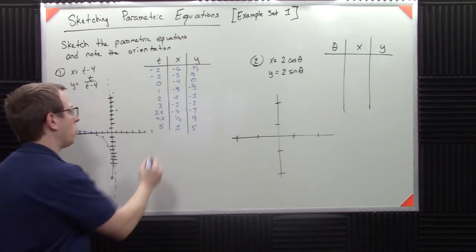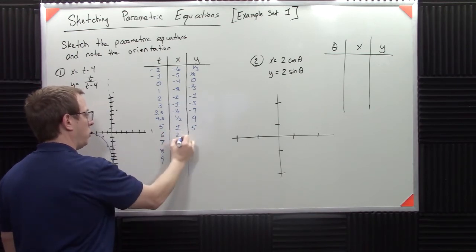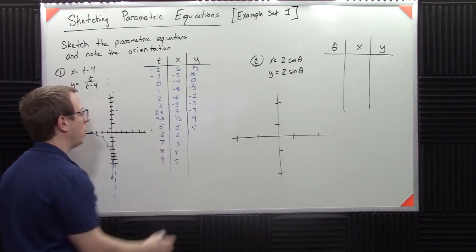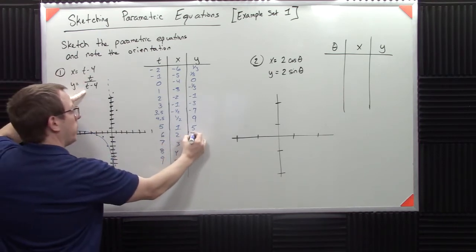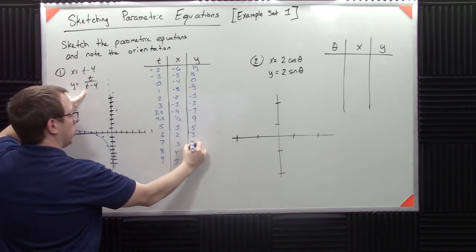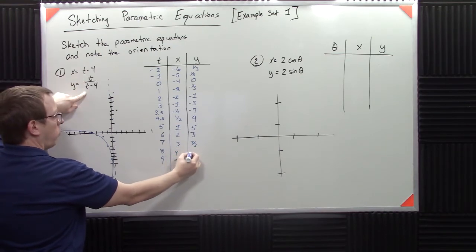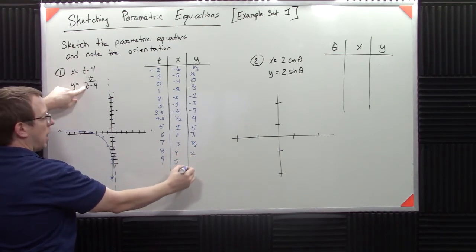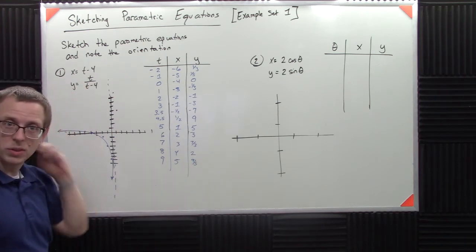So I need to do some more. I need to do 6, 7, 8, 9. So x will be 2, 3, 4, 5. And then when t is 6, it's 6 over 2, which is 3. 7 over 3, which is 7/3. 8 over 4, which is 2. 9 over 5. That's still not very good, right? It's still kind of tough.